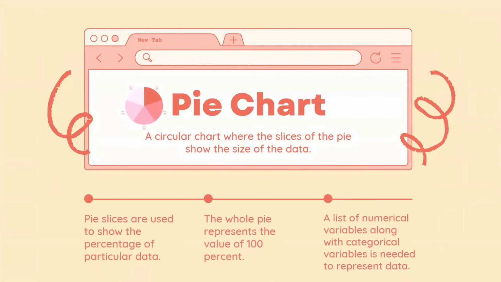Just to recap, a pie chart is a pictorial representation of data in the form of a circular chart, or pie, where the slices of the pie show the size of the data. The concept of pie slices is used to show the percentage of a particular data from the whole pie, wherein it represents the value of 100%. In addition, a list of numerical variables along with categorical variables is needed to represent data in the form of a pie chart. The arc length of each slice, and consequently the area and central angle it forms in a pie chart, is proportional to the quantity it represents. Next slide, please.